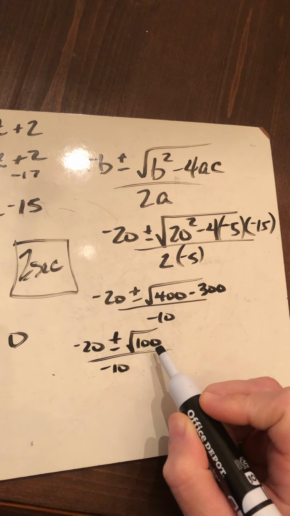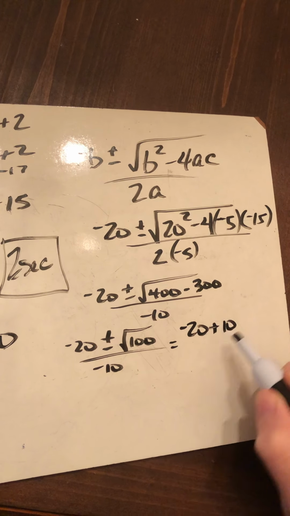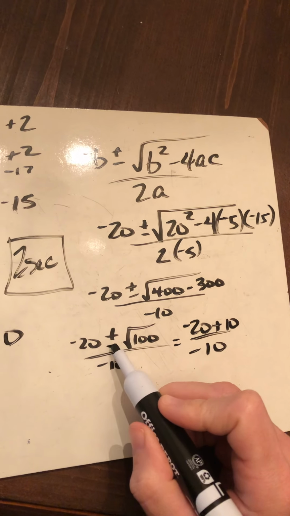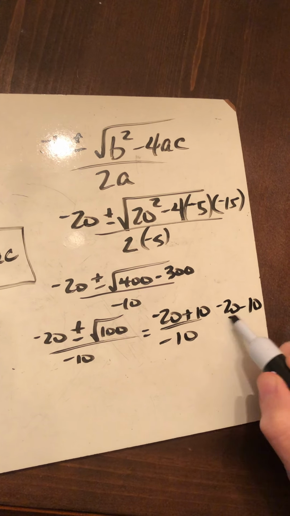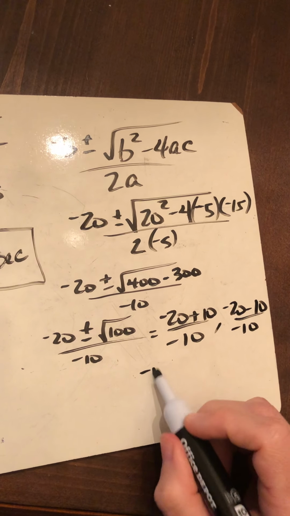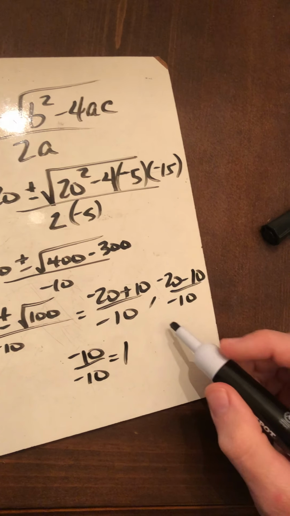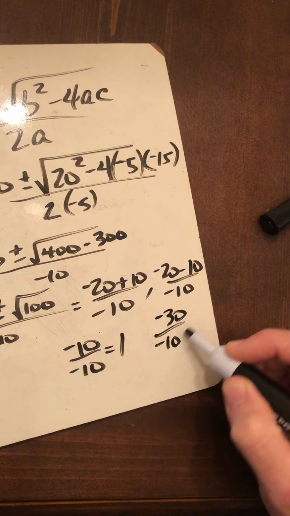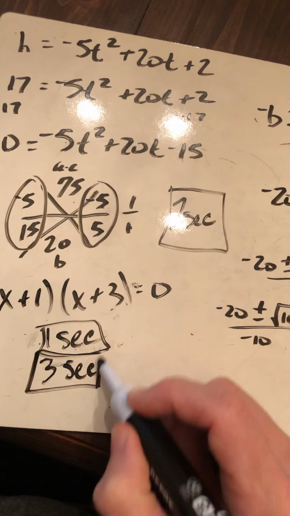We know that the square root of 100 is 10. So I could rewrite this as negative 20 plus 10 over negative 10, but it's also minus, so I could write it as negative 20 minus 10 over negative 10. So those are two answers. Negative 20 plus 10 is negative 10, over negative 10. That gives me 1. And then I've got negative 20 minus 10, so negative 30 divided by negative 10, which is a positive 3. Well, guess what? Boom, 3 seconds.